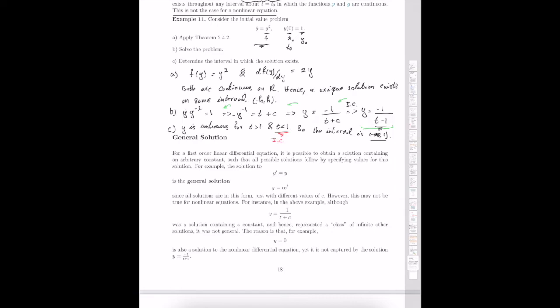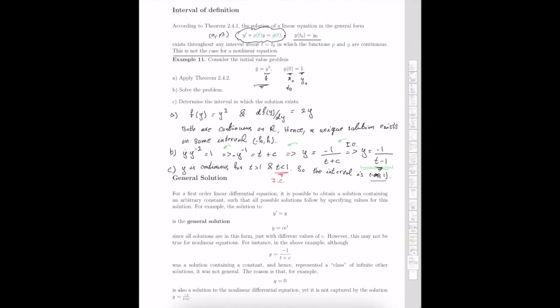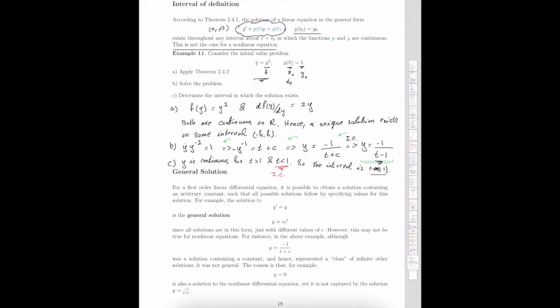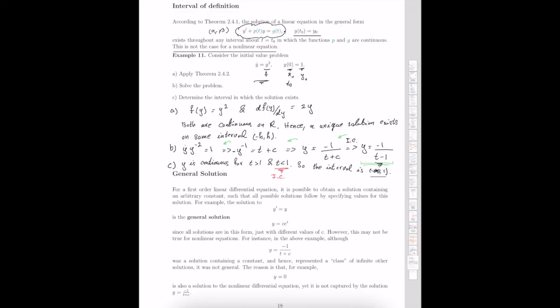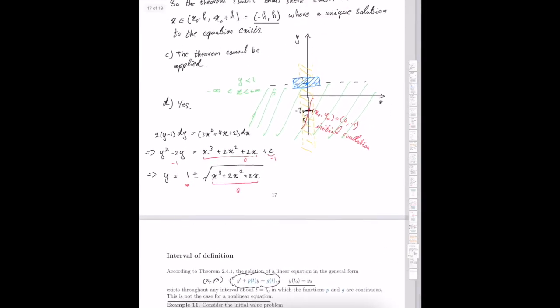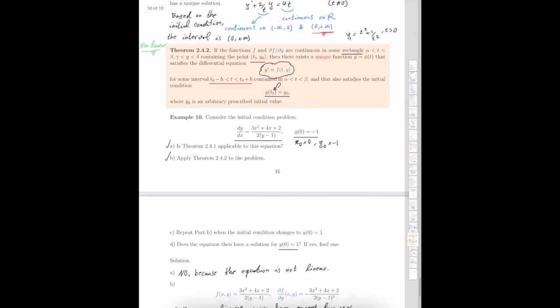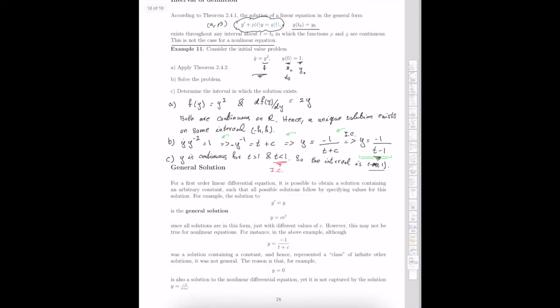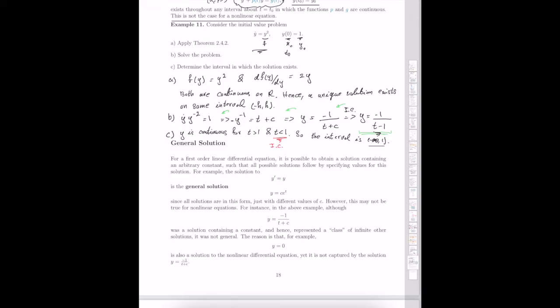Now, the purpose of this example was somehow to show that first of all, we cannot immediately use something like theorem 2.4.1, where as long as we find where p(t) and g(t) are continuous, then we can say that the interval of definition is the same as that interval. Such a thing does not exist for nonlinear equations. And secondly, the whole theorem 2.4.2 may not tell us much, and we may need to solve the whole equation. Well, if we can.